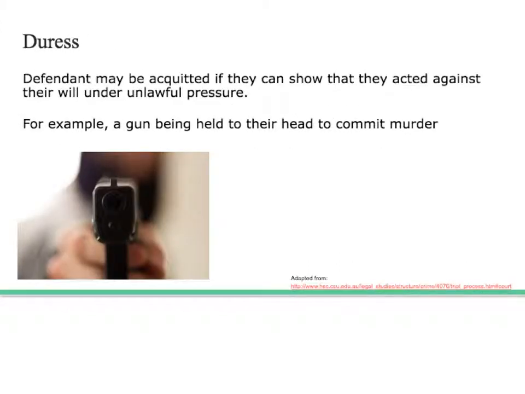Now, somewhat related to this is duress. A defendant can be acquitted if they can show that they acted against their will under unlawful pressure, also known as duress. The defendant must prove this. The defendant must also prove that they committed the crime against their own free will because of genuine threat or intimidation. For example, their life or someone else's life was in peril. So, someone holding a gun to your head or to someone else's head to do something. It cannot apply to murder or to manslaughter charges.